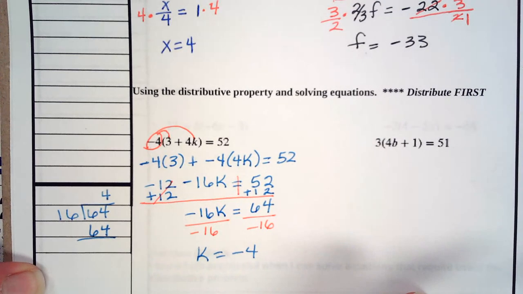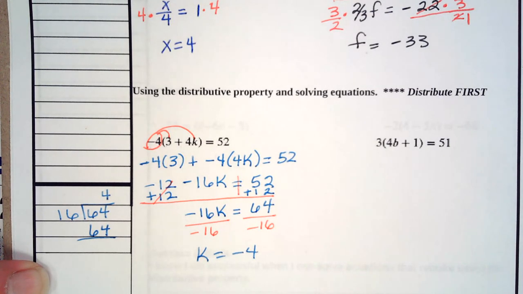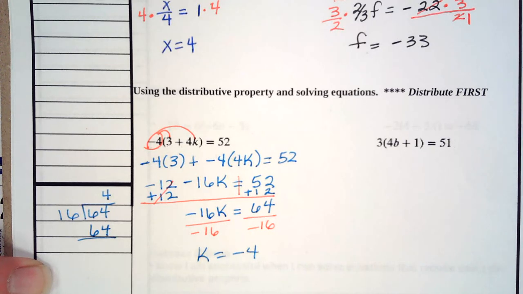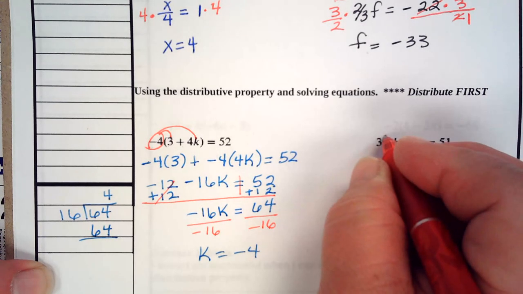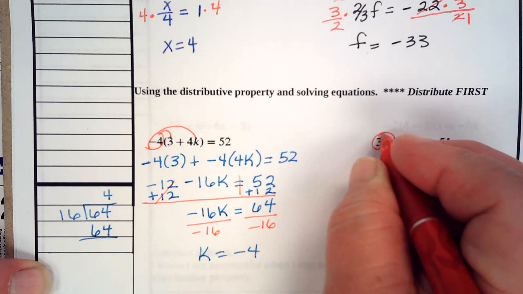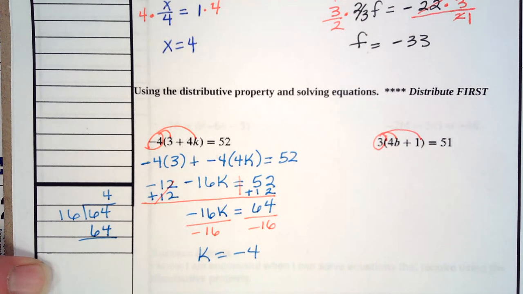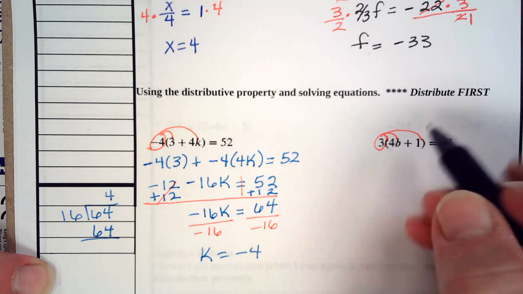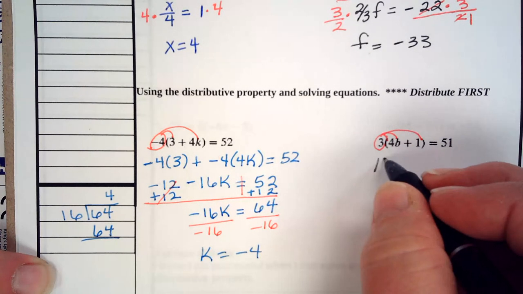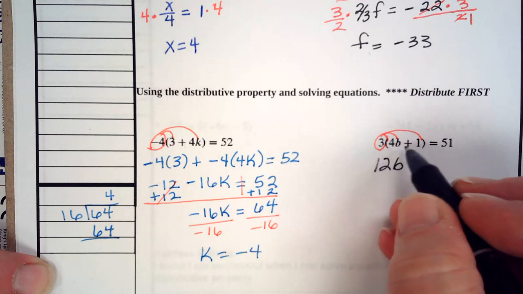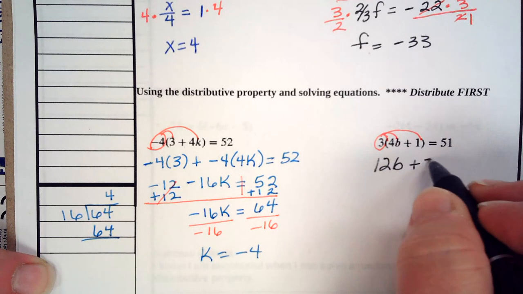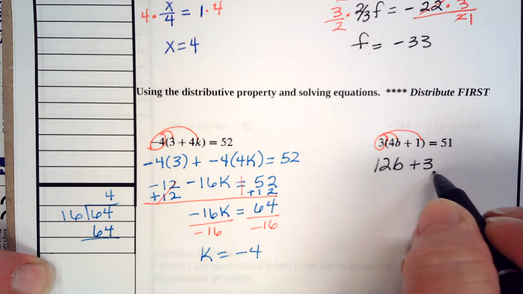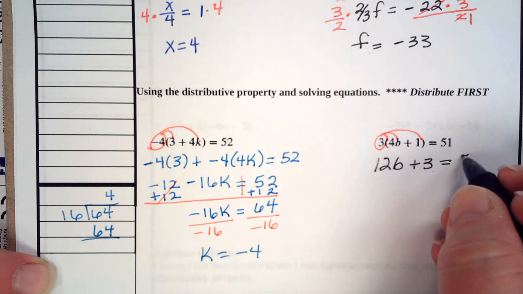Okay, pause the video. See if you can do the distributive part on your own. Can you distribute 3 to both terms inside? Okay, 3 times 4b is 12b. 3 times positive 1 is 3. 12b plus 3 equals 51.